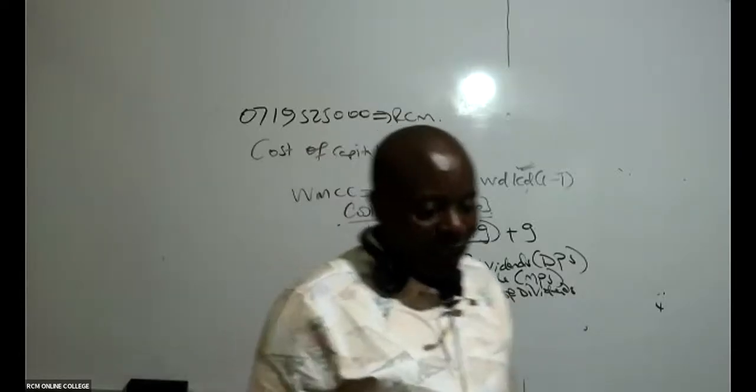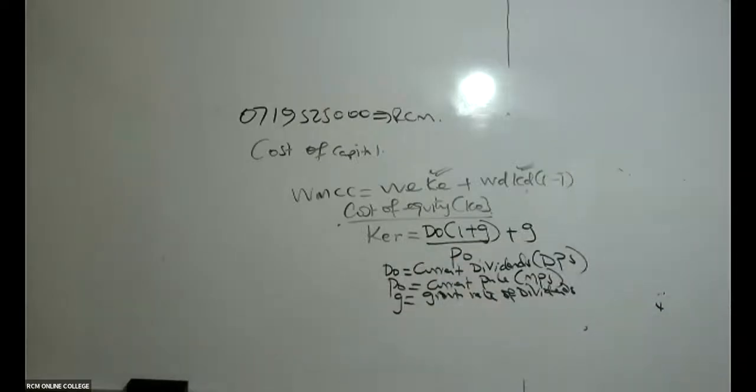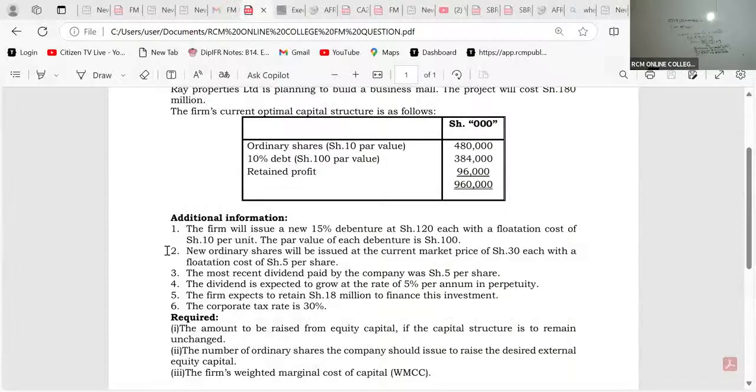Is there somebody who is able to see the current dividends? Dividend discounting model. I love that, Caroline. That's very good. So, ladies and gentlemen, what do we have here? We are told in note number 2, the new ordinary shares will be issued at the current market price of 30. So that 30 stands for what? Is it DO or PO? It's a market price. So that is PO.